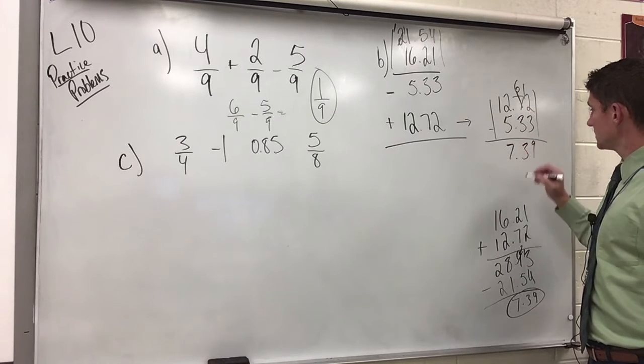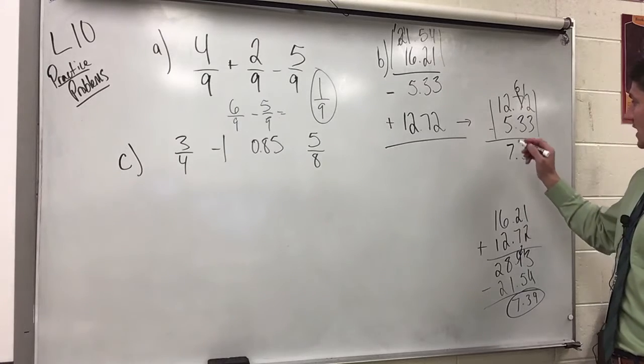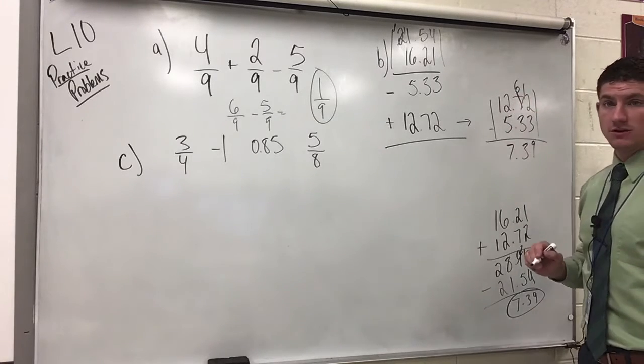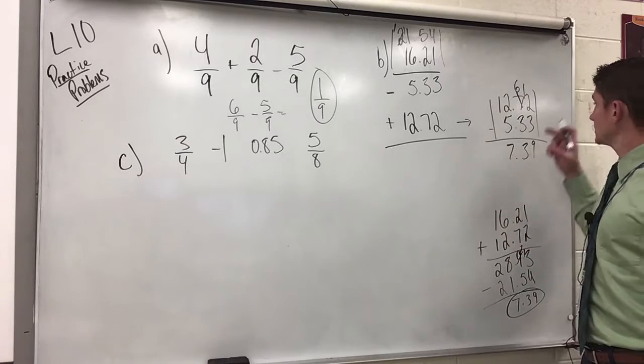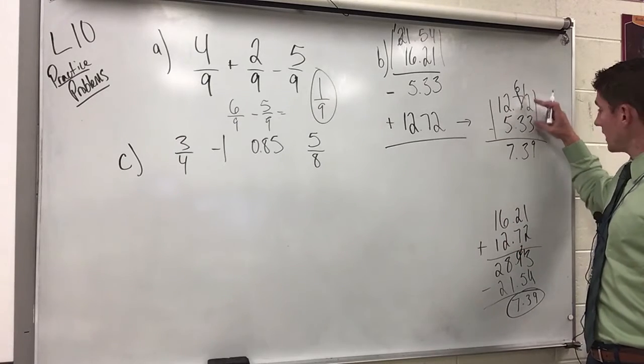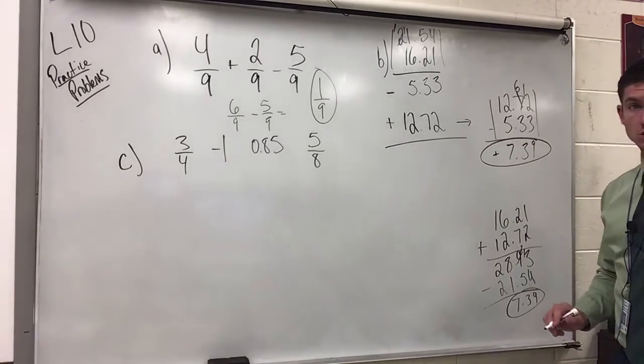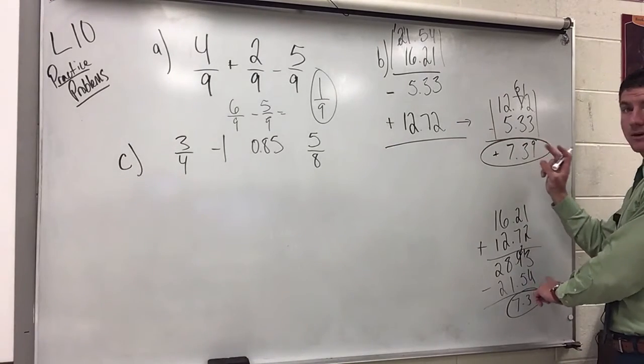is 7.39. Now, in this case, the 5.33 was negative and the 12.72 was positive. The larger of those absolute values would be the positive value, so my answer is going to also be positive. If you look at both of these ways in which I solved this problem, I got the exact same answer.